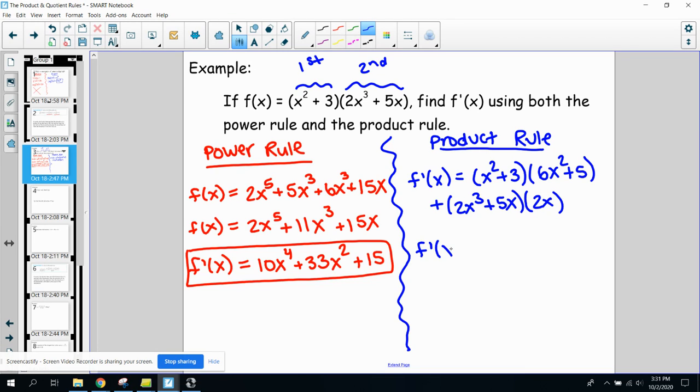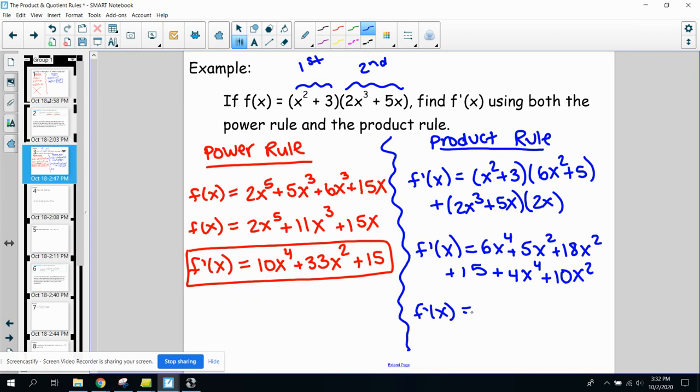So here, if we FOIL the stuff together, let's see, we're going to get 6x to the fourth plus 5x squared plus 18x squared plus 15 plus 4x to the fourth plus 10x squared. So if I combine my like terms together, I end up getting 10x to the fourth plus 33x squared plus 15. So we get the same exact answer, doing it two different ways.